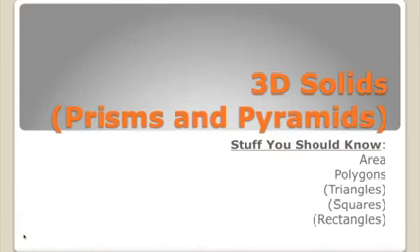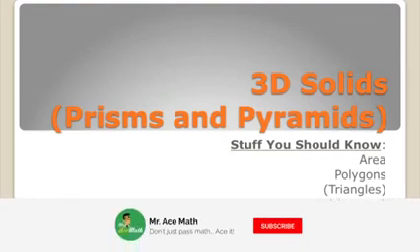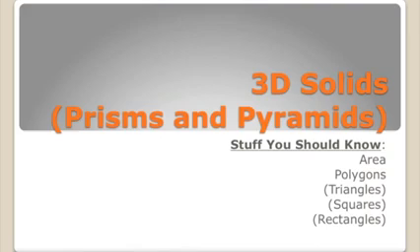Today we're covering three-dimensional solids. Now we're not going to talk about every three-dimensional solid, for example, cones, cylinders, spheres. We're basically covering only prisms and pyramids. Some basic stuff you should know is what area is, as well as the different kinds of polygons, most particularly triangles, squares, and rectangles. So make sure you understand those, and let's get started.